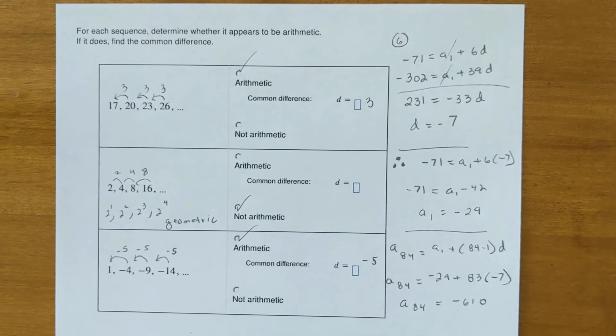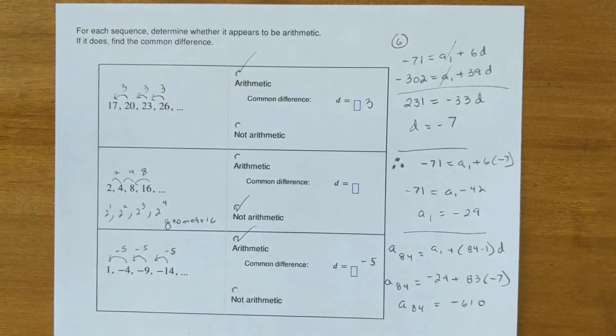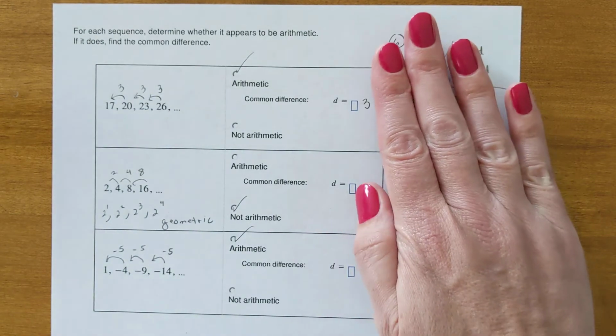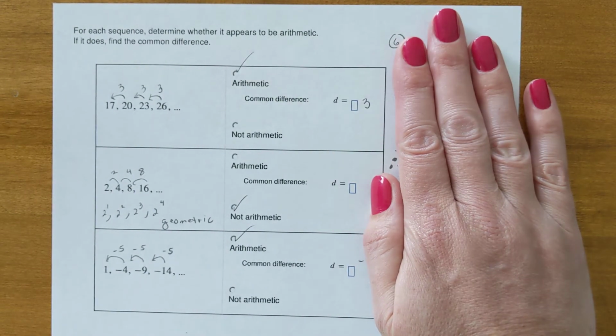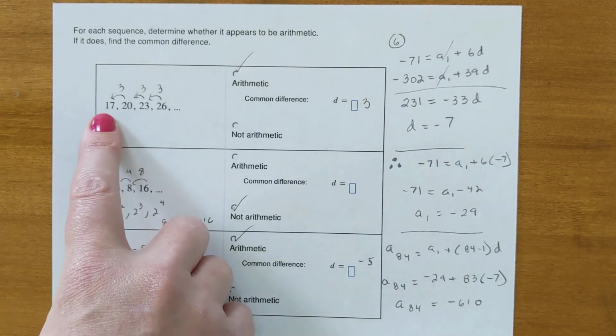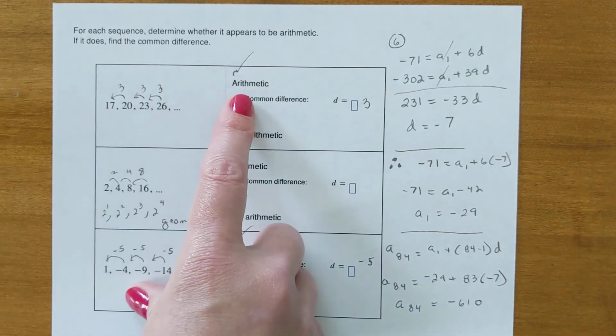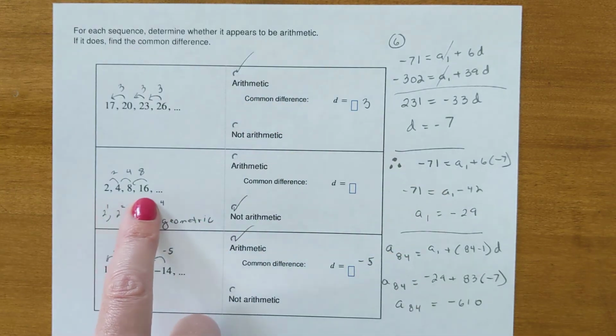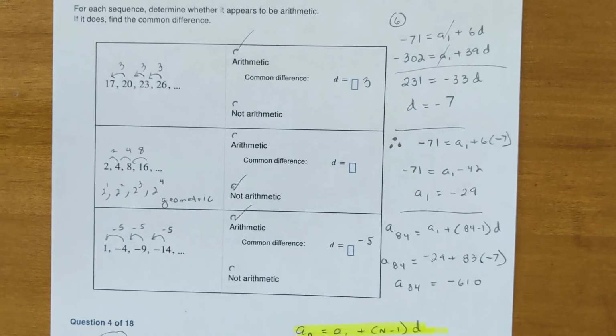Okay, so on the next one it says, for each sequence, determine whether it appears to be arithmetic. If it does, find the common difference. Ignore that for now. We're going to come back to that for number 6. We're on number 3 right now. So all of these have a common difference of 3, which made it an arithmetic sequence with a common difference of 3. This list, 2, 4, 8, 16, sometimes people get upset.